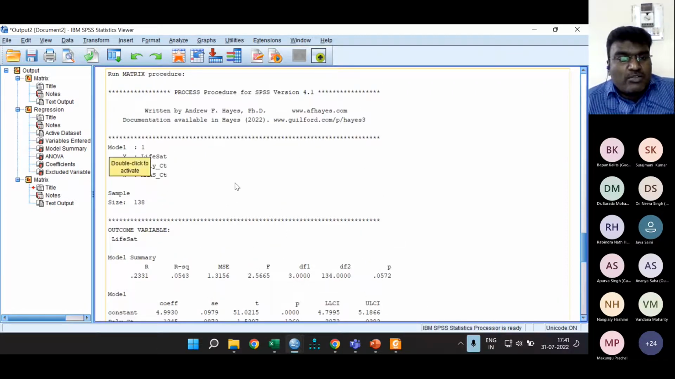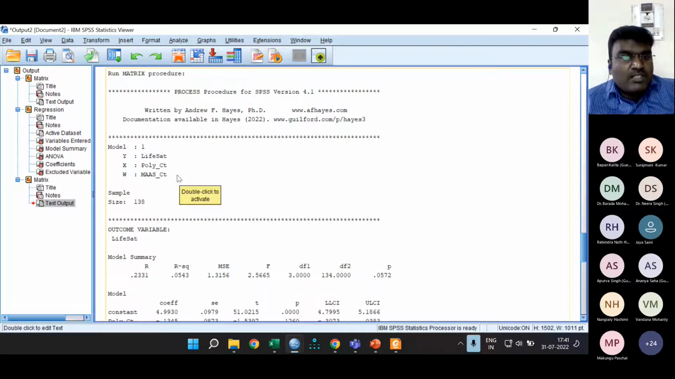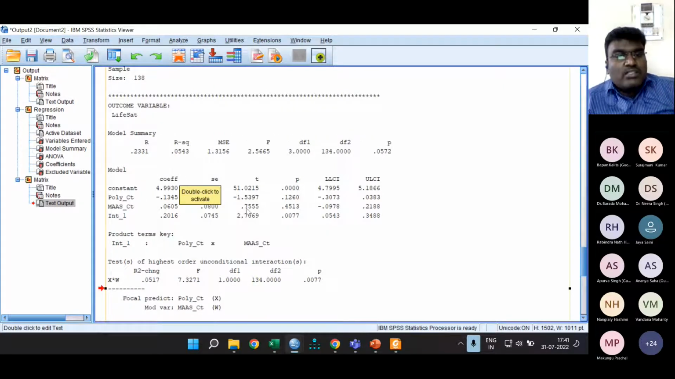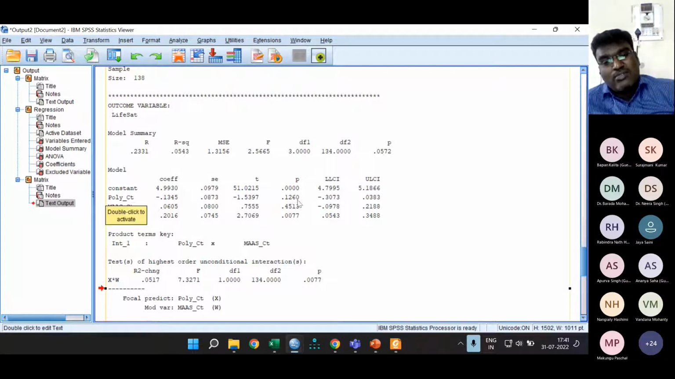Here X is polychronicity, W is mindfulness, Y is life satisfaction. So if you look at this, the regression is exactly similar to our regression initial version. Here the interaction effect is significant, just look at the p-value 0.0077. But X and M are both not at all significant. That's okay.